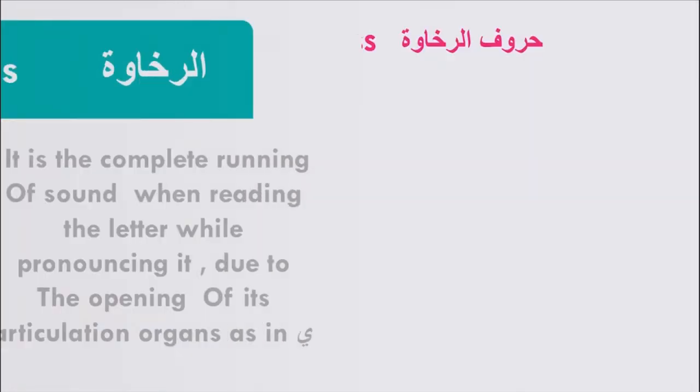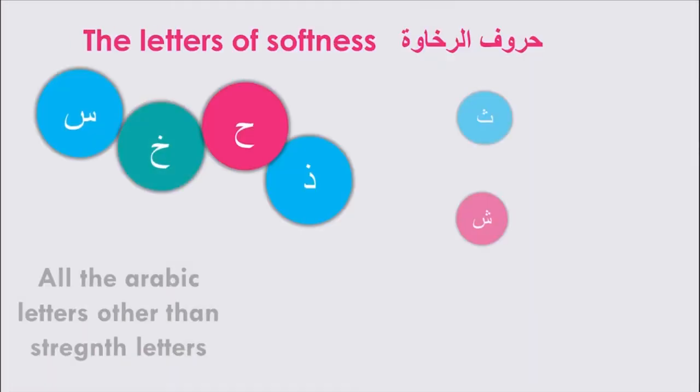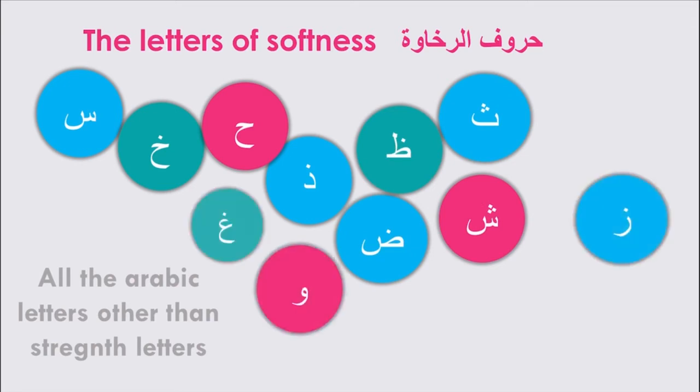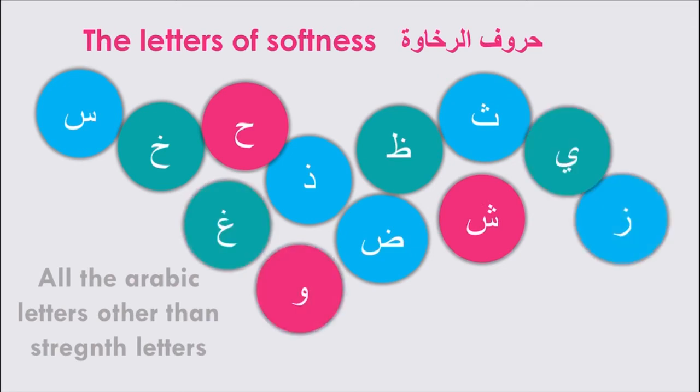And the letters of الرخاوة, as we just mentioned, are the letters that are not أجد قطن بكت for the شدة, and not لن عمر for the توسط. They are like زاي, ياء, ثاء, شين, ضاء, صاد, ضاد, ذال, حاء, غين, واو, خاء, and so on.